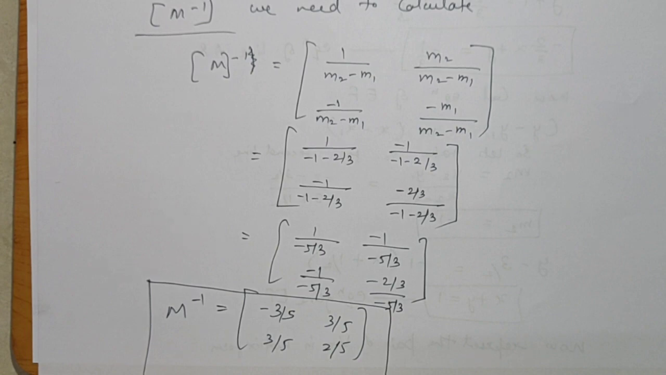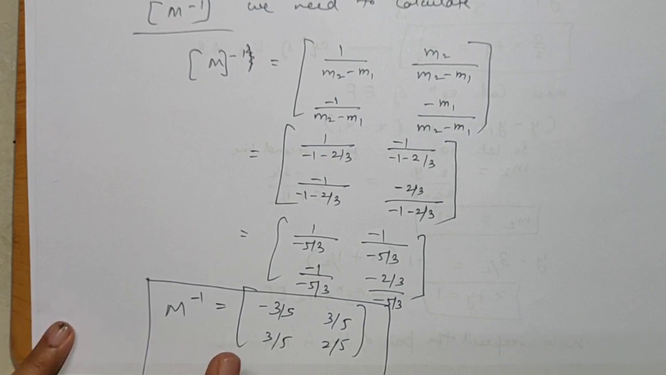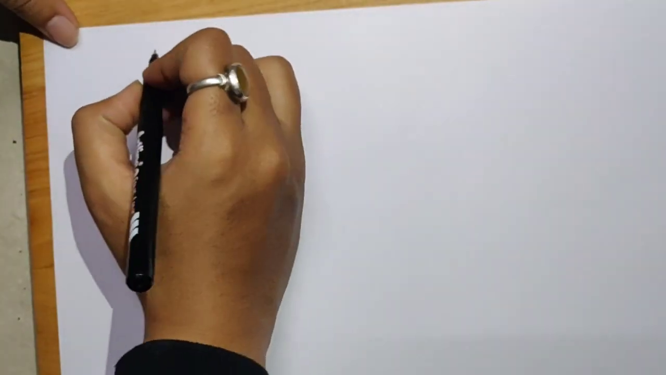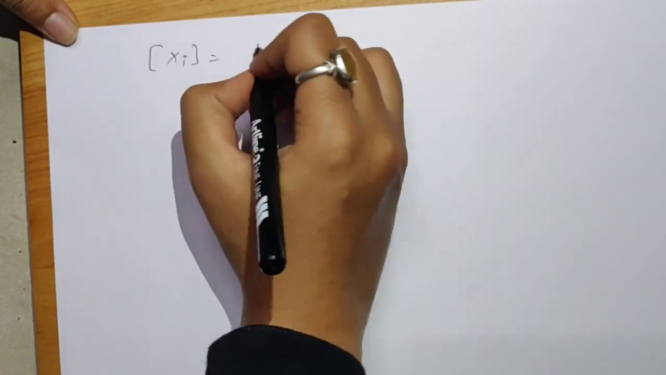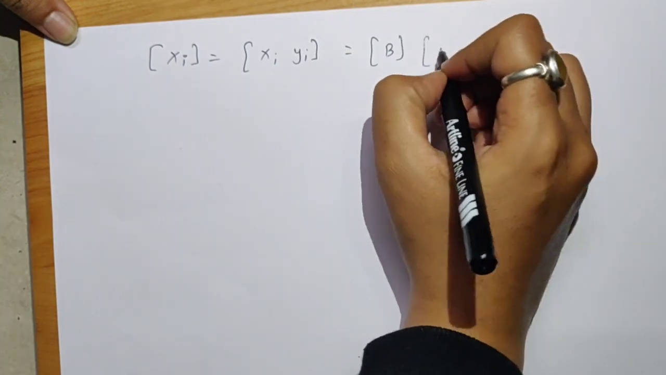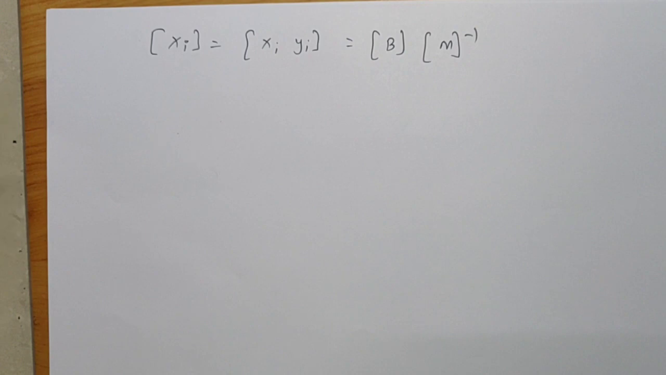So now we have calculated M inverse. That means using this M inverse, we will be calculating the intersection of line AB and EF. What is the formula? We already know the formula: (XI, YI) is equal to B into M inverse. We have already seen this formula.